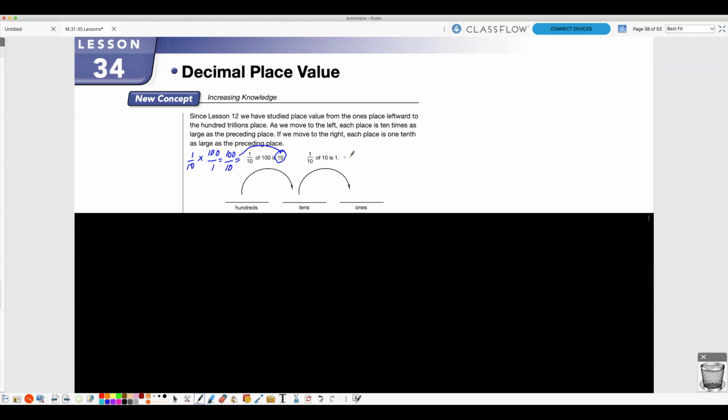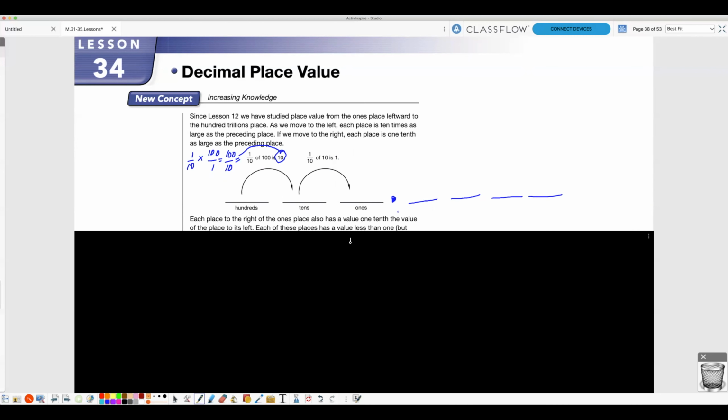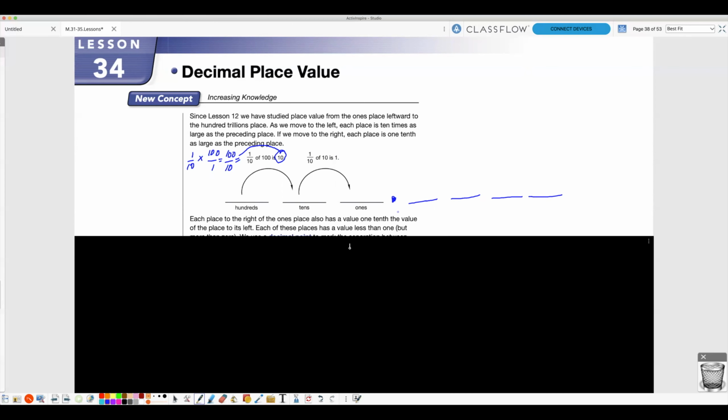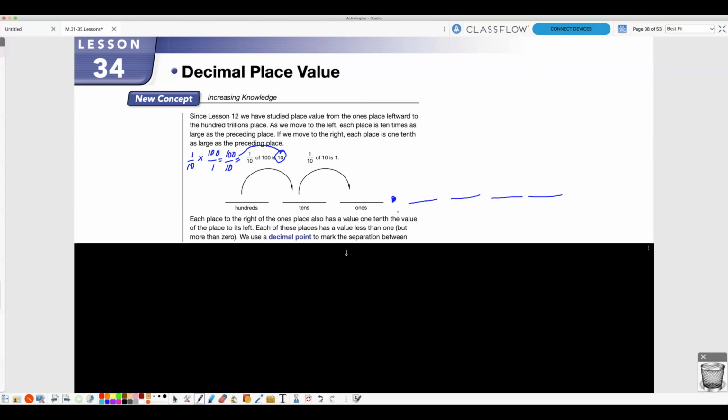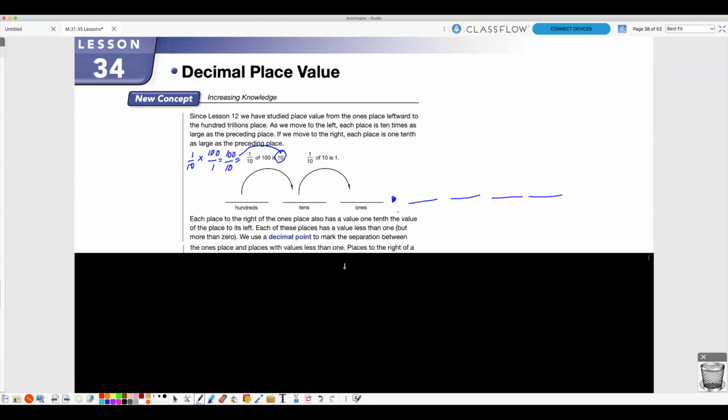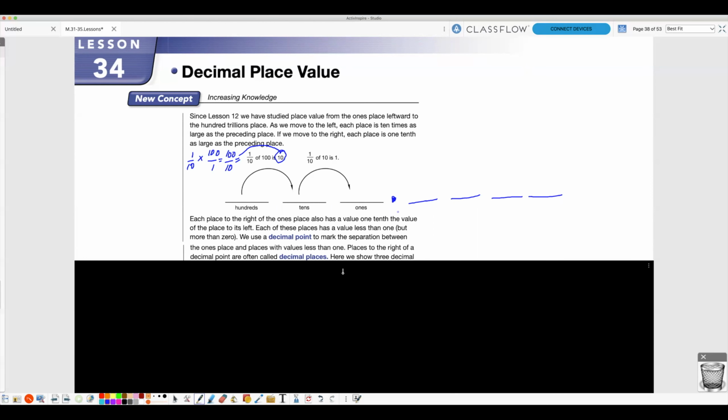1/10 of 10 is 1, and it will continue on. It will pass over from the ones into the tenths place, and it continues in each place value that's a decimal as well. Each place to the right of the ones place also has a value of 1/10 the value of the place to its left. Each of these places has a value less than 1 but more than 0. We use a decimal point to mark the separation between the ones place and the places with values less than 1. Places to the right of a decimal point are often called decimal places.